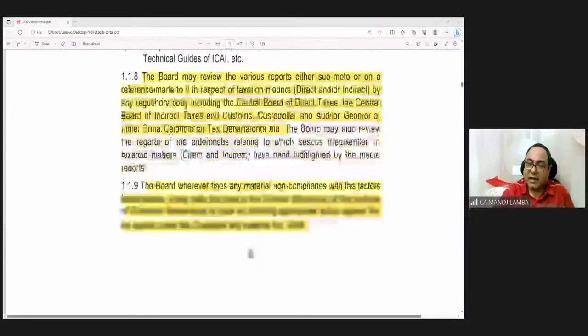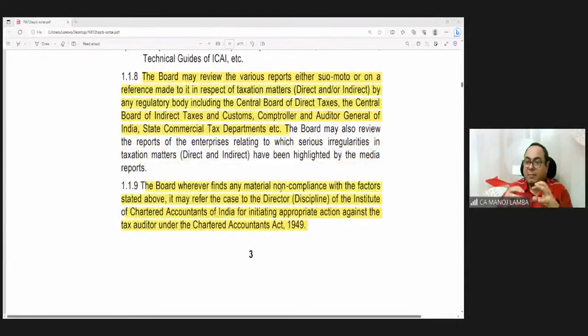The board may issue an advisory to the members if there are some non-compliances in the report. But if there are some serious non-compliances, the board can also refer the matter to the Director Discipline of the institute for initiating appropriate disciplinary action against the tax auditor under the Chartered Accountants Act 1949, my dear friends. So the basic role of this very important board is to improve, to guide, to educate the member about the improvement and quality of the tax audit report issued by the member, either in respect of direct taxes or indirect taxes, my dear friends.